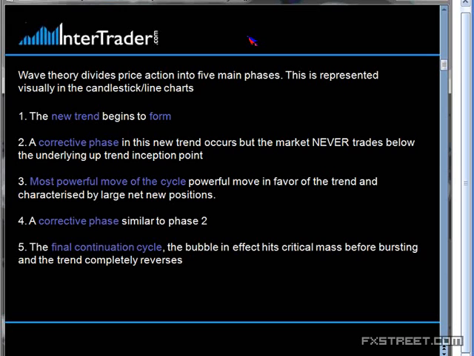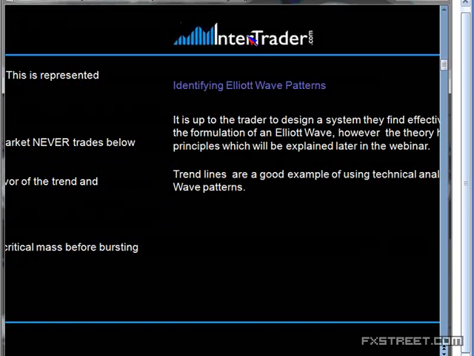Then number four, a corrective phase, which goes back to our wave theory, a similar pattern to that in phase two. Then number five, a continuation cycle, and again, the bubbling effect hits a critical mass before bursting, and the trend completely reverses and looks to retrace.